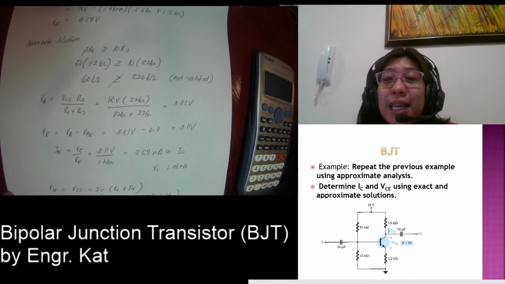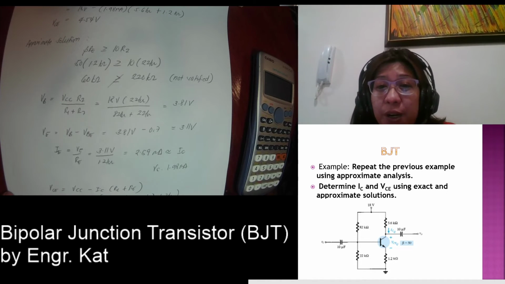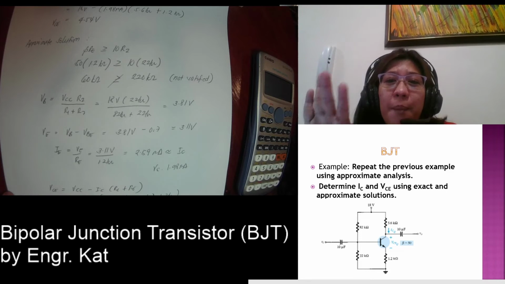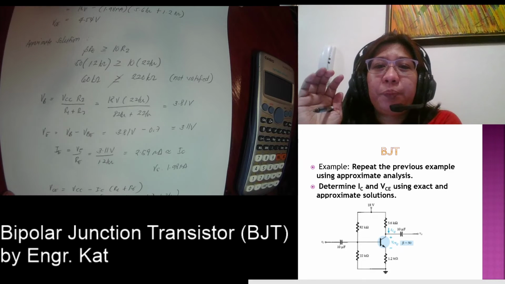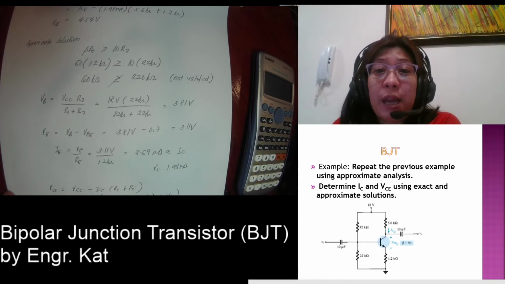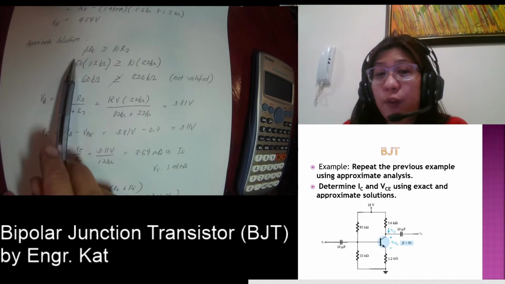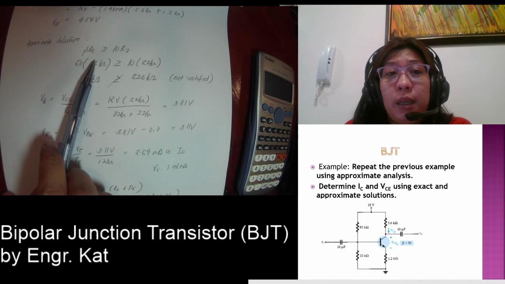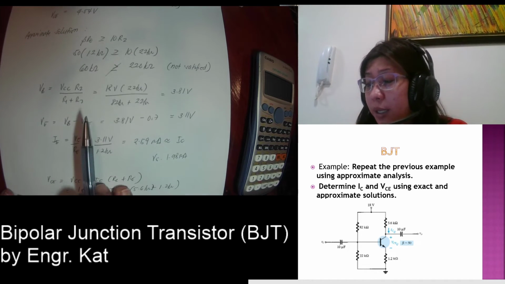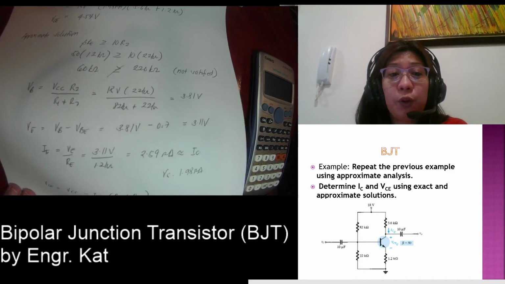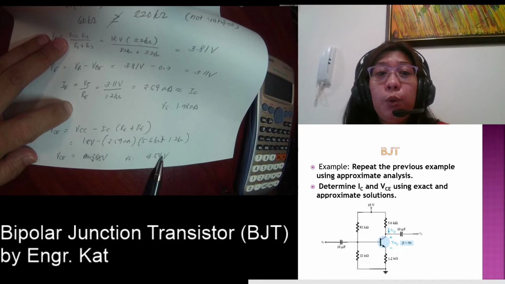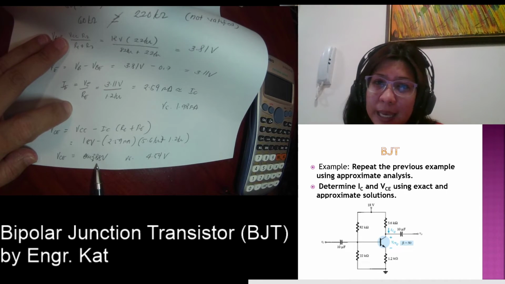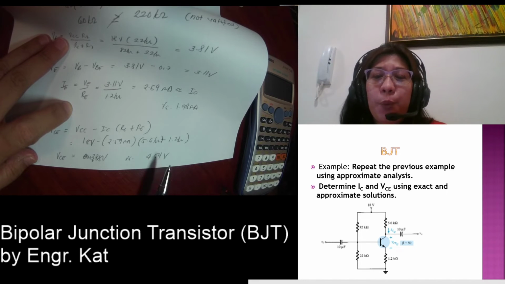So if we didn't satisfy the condition, therefore, let us not use the approximate solution just because the solution is easier. Okay, so what are we going to do? We will follow the exact solution. So we can just use the approximate solution once you satisfy this given equation here. Okay, so for the VCE, it is 3.88 volts compared to 4.54. So 3.88 is not approximately equal to 4.54.